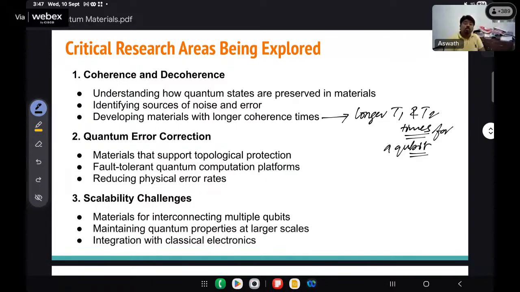Okay, so to bring multiple qubits together, let's say qubit 1, qubit 2 connected, qubit 3 connected, qubit 4 connected. You see, now qubit 1 and qubit 4 are not connected. Qubit 3 and qubit 2 are not connected.